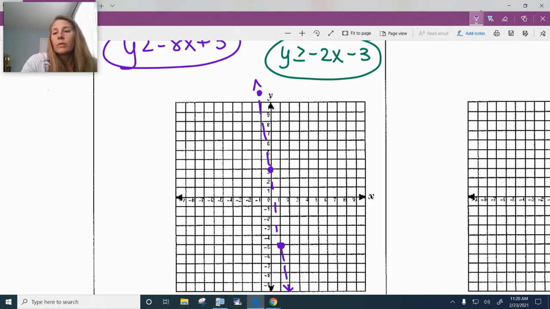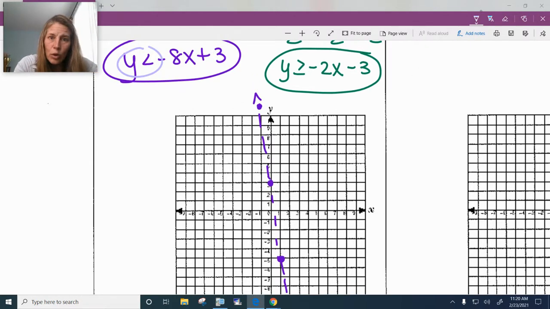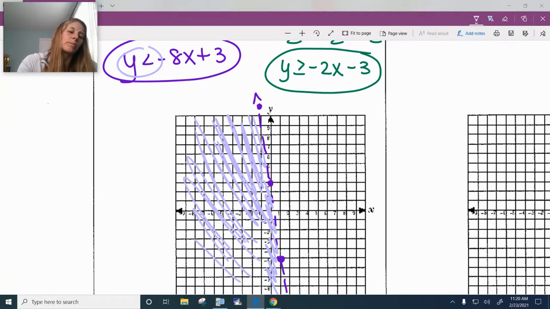Okay, so now with the shading for this one, y is less than, so that would go below. Now this line was almost vertical, so it's kind of hard to tell, but find the y-intercept and go down from there if it's a less than. You can always start at that y-intercept.